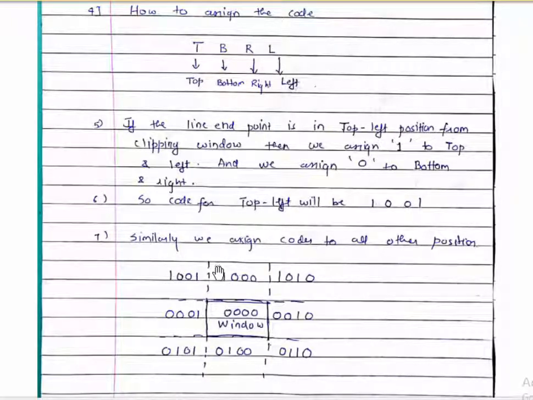For example, the top middle one: it's in the top position, yes, so 1. It's not in the bottom, so 0. It's not in the right, so 0. It's not in the left, so 0. Similarly for the window, it's neither on top, nor below, nor in the left, nor in the right, so everything will be 0000. So this is how we assign all the 9 area codes to this chart based on the window.